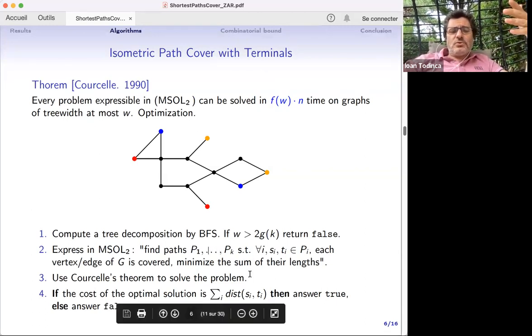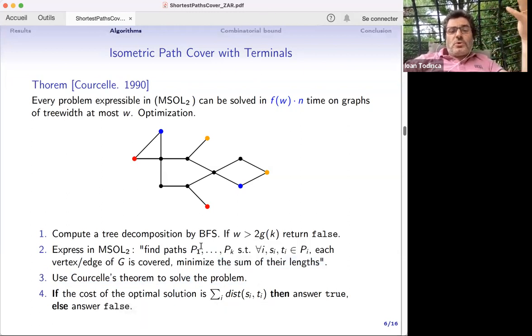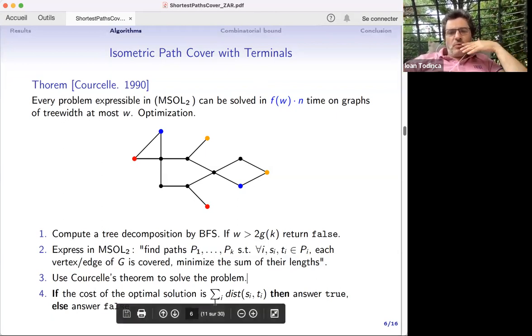And this is easily doable by an MSOL formula. And we just need to conclude that. So we use this optimization tool. We look at the optimum. And if the optimum turns out to be exactly the sum of the distances between the pairs of vertices, then we know it's a yes instance. And if it's not, we know it's a no instance. So that's how the algorithm works. So we just use Courcelle as a black box.